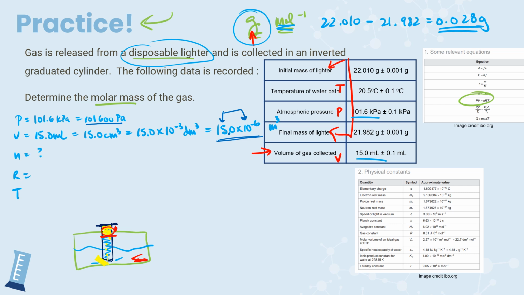R is going to be the ideal gas constant, which is always going to be equal to, not that one. Oh my gosh. That one is the one that we want. 8.31 joules per Kelvin per mole. And temperature is given to us with our thermometer, 20.5 degrees Celsius, but we're going to add 273.15 to get to Kelvin. That's going to give us 293.65 Kelvin is our temperature.